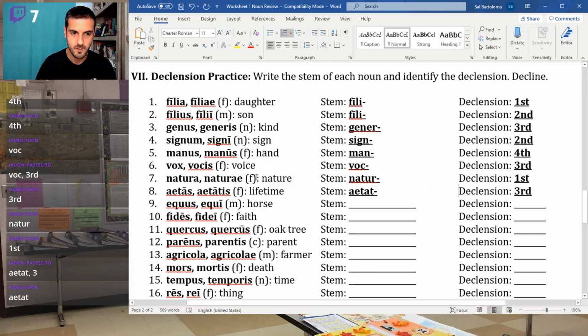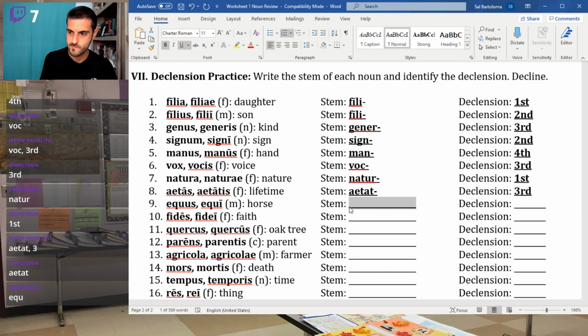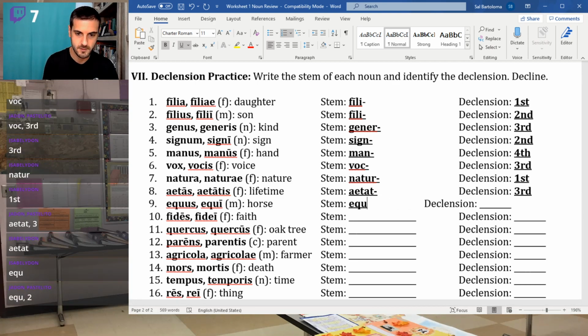And equus, equi, what's the stem? Equ, right? It is equ. The second form, the genitive form being equi, means it belongs to the second declension.